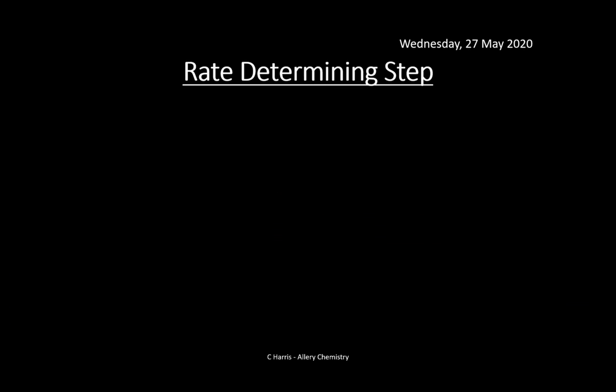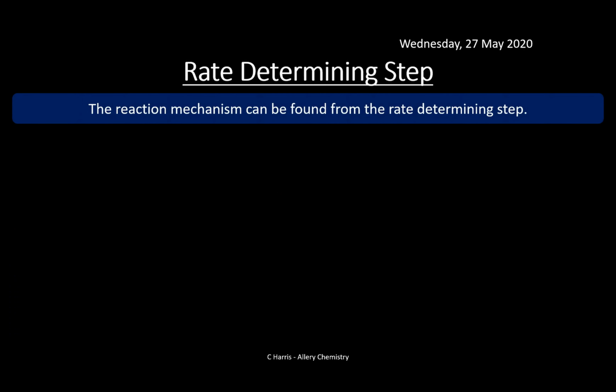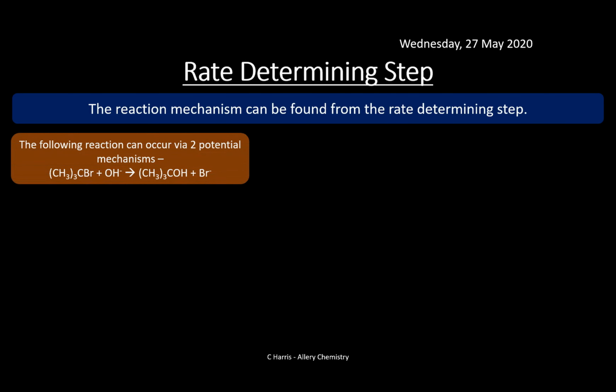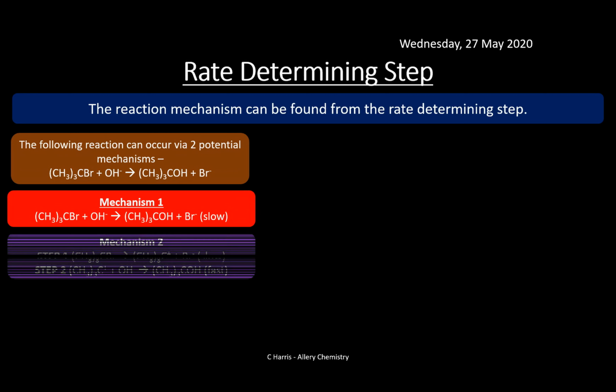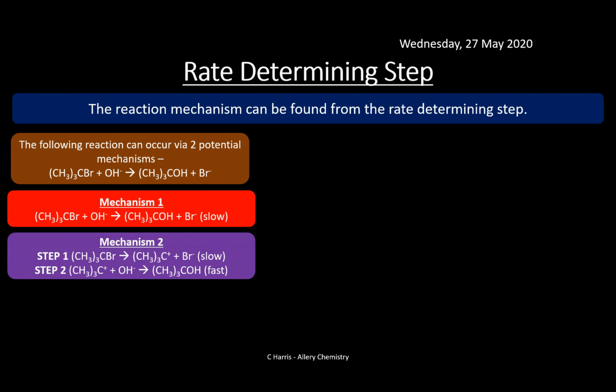Right, okay. So still sticking to the rate determining step, this time we're actually going to deduce a reaction mechanism from the rate determining step. The reaction mechanism can be found from that. So the following reaction occurs via 2 potential mechanisms. The first mechanism is that, in other words, it just goes in one step. There's no multi-step here. The second example is where it goes via 2 different steps, as you can see there. So we've got step 1, which is the slow step, and step 2, which is the fast step. So obviously that's the rate determining step.